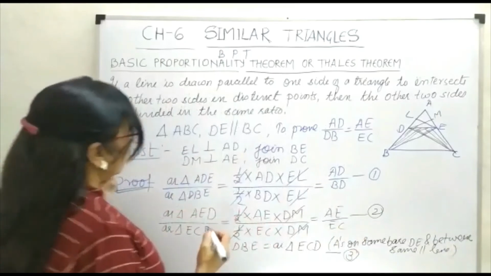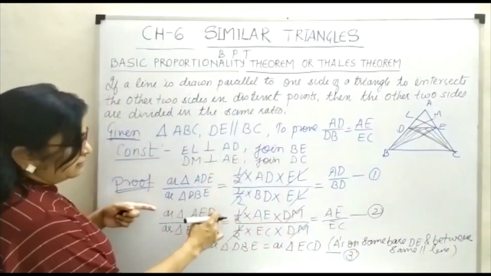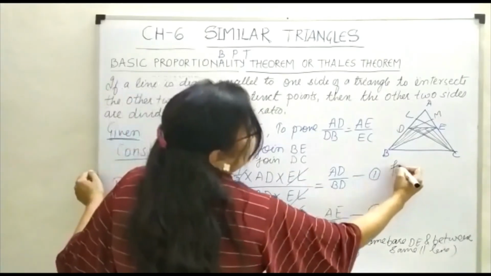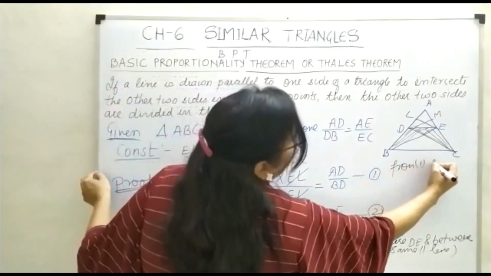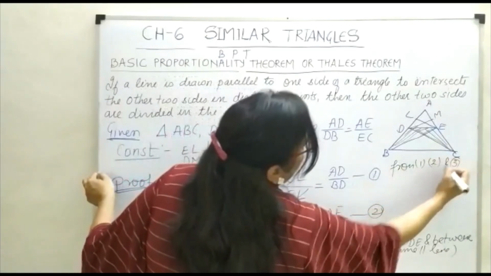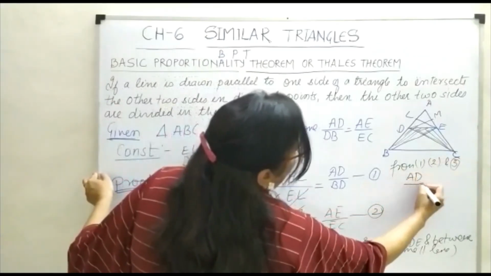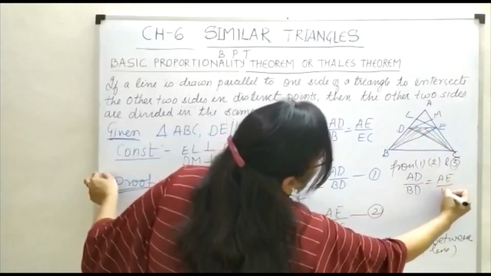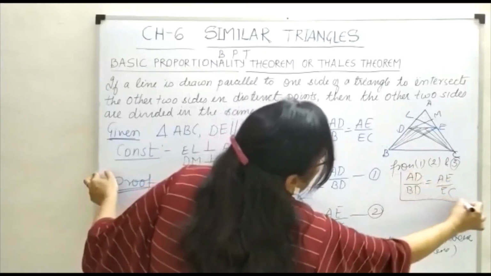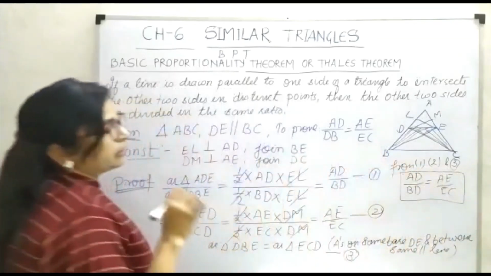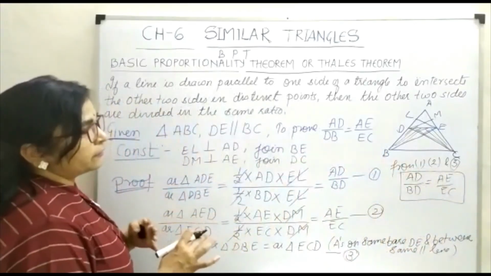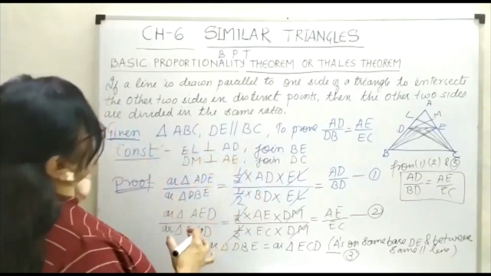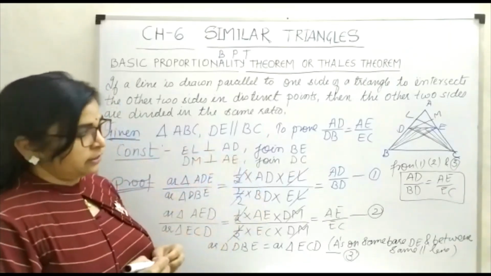Now just see here children, the numerator as I already told is equal, and the denominator you made equal by this. So from 1, 2 and 3, you get AD upon BD is equal to AE upon EC. This is all about the BPT ratio. So once again we have seen how the theorem can be proved by the given condition. Thank you.